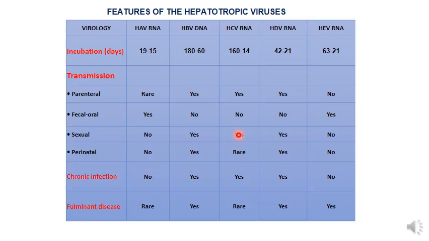Now we come to the cases of viral hepatitis as a cause of jaundice, and you may see it now and then, especially in our locality.